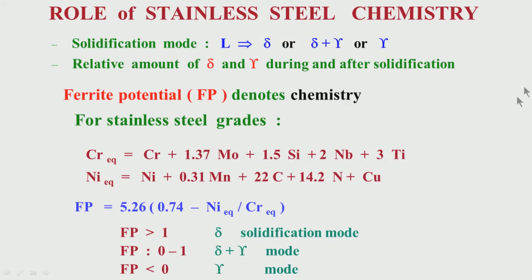So, for stainless steel, we find the chromium equivalent and nickel equivalent depending on the specific chemistry, and from this equation we know the ferrite potential. If the ferrite potential is more than 1, then it is totally delta solidification. That means the ratio is less than 0.55, since 0.74 minus 0.55 into 5.26 is basically this figure 1 you will get. So, if it is greater than 1 ferrite potential, it is delta solidification, and if the nickel equivalent by chromium equivalent is more than 0.74, the ferrite potential is less than 0, that means it is negative.